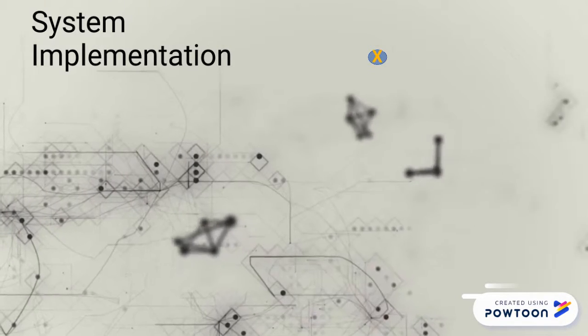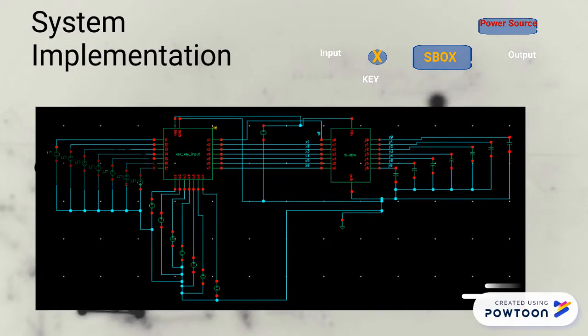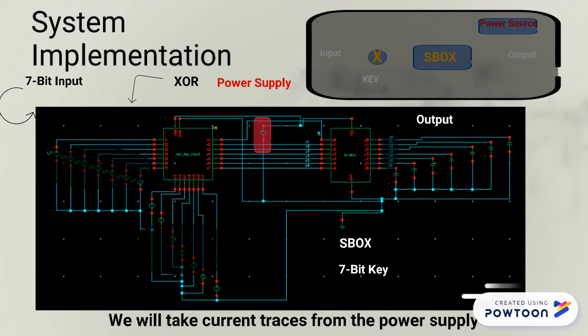The system implementation has been done in Cadence. We have a 7-bit input along with the 7-bit key XORed together and given to the S box. The output obtained is a 7-bit one, and we'll be taking current traces from the power supply, which is shown in red color.